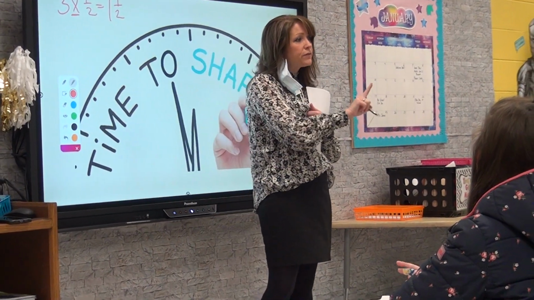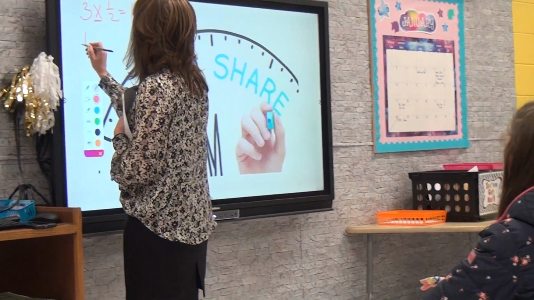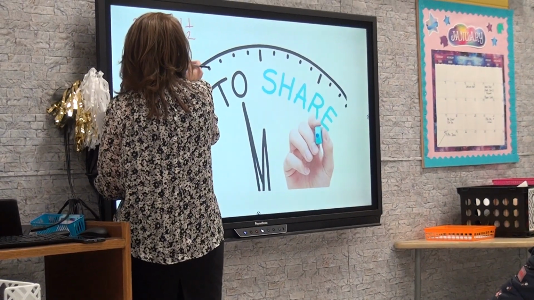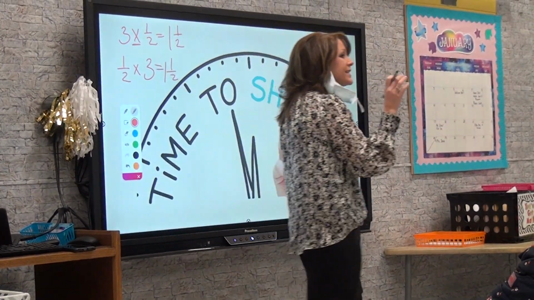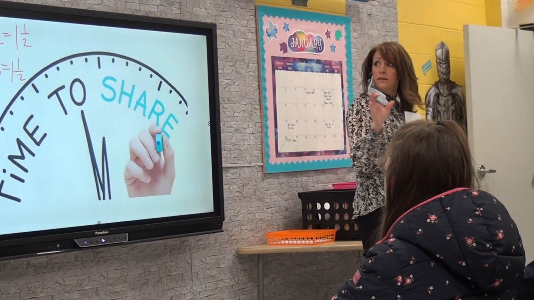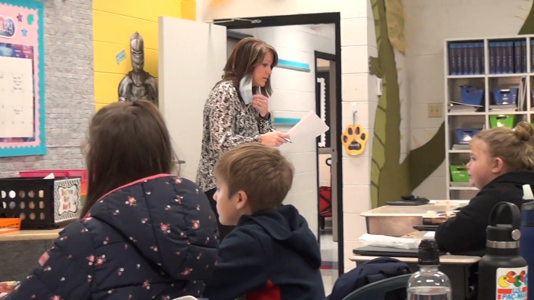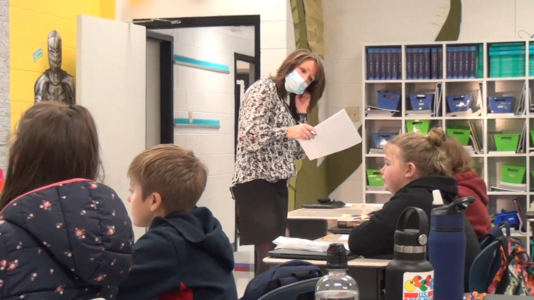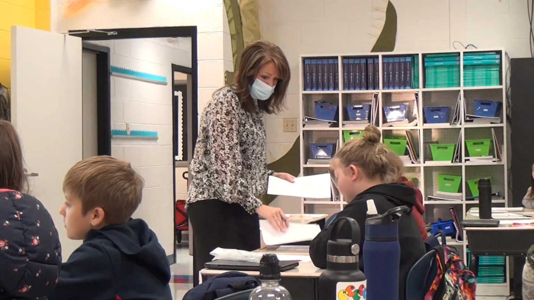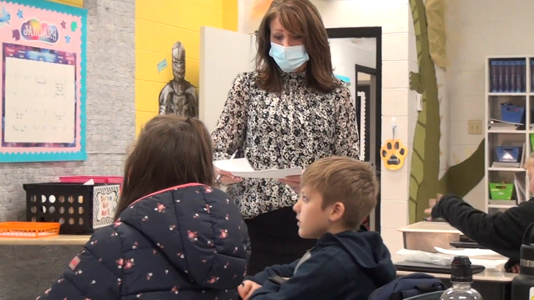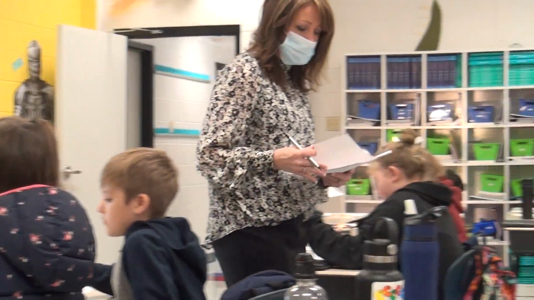But what was the difference when we changed it to a half times 3? It's still got the same answer, but what was the difference that you noticed now? How did it change? Try to talk to your partner one last time as I hand out your exit tickets. How did it change? Because you have 3 groups of half versus 1 half.